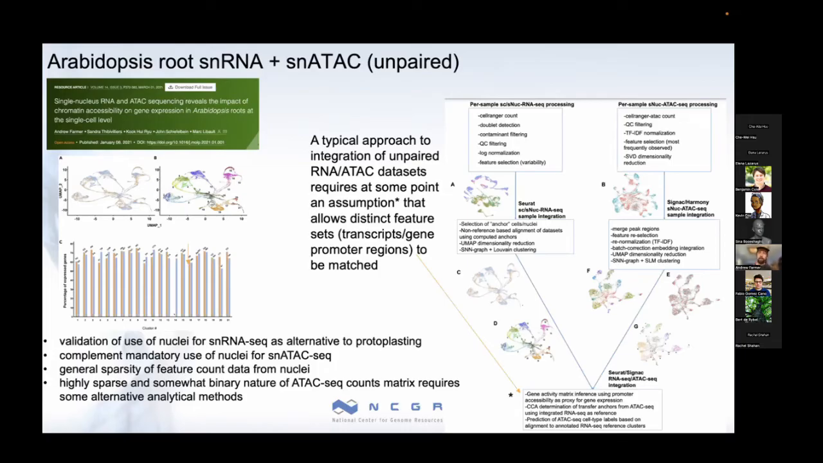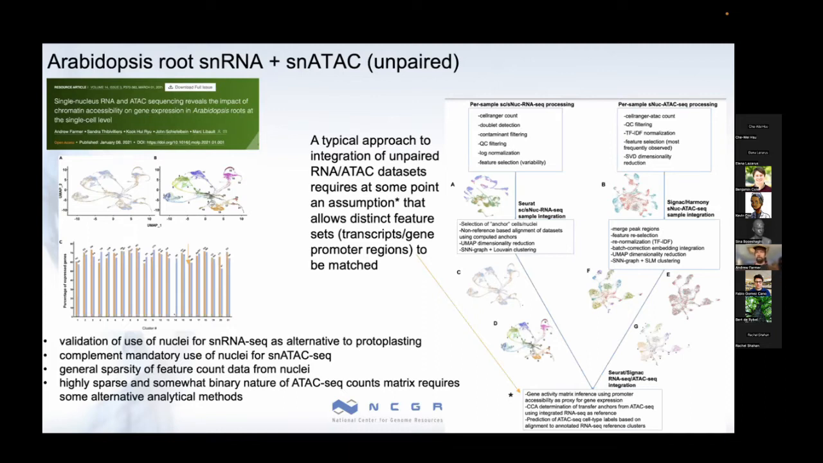But in addition, since single nucleus ATAC-seq is done with nuclei, it gave us a good opportunity to create an unpaired set of data with RNA-seq on one set of nuclei and ATAC-seq on another set of nuclei. And so this is just an overview of the protocol that we used.